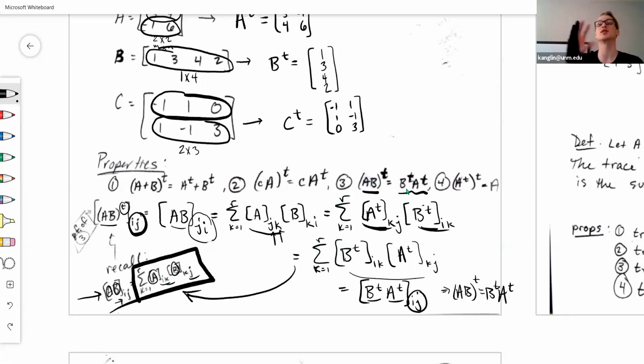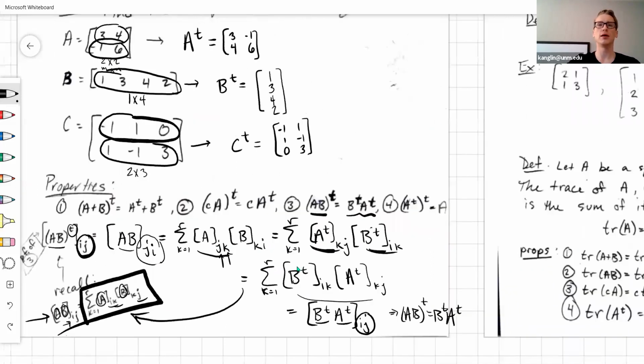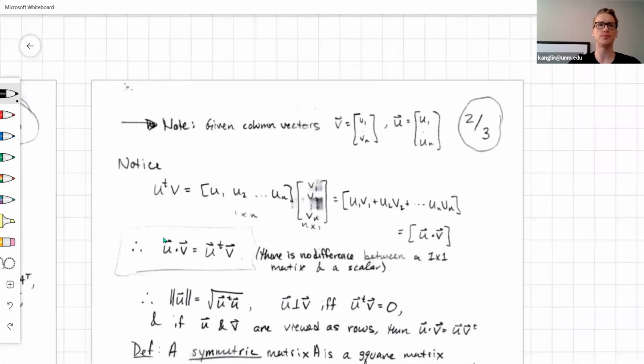It's B transpose A transpose. The order is so specific, I think it's worth the whole proof just showing how we reverse that order. That step came here, dealing with these scalars. Hopefully after seeing that, this one will really stick with you. Okay, enough of that proof, let's go on.